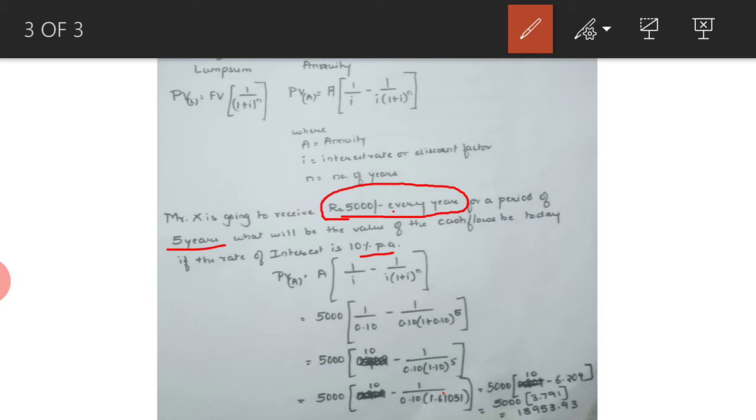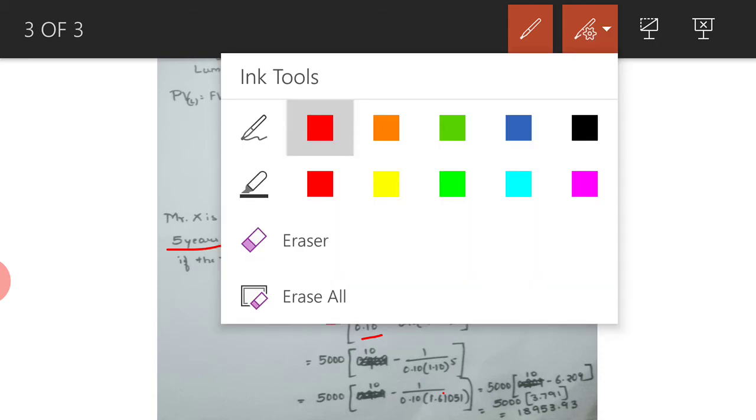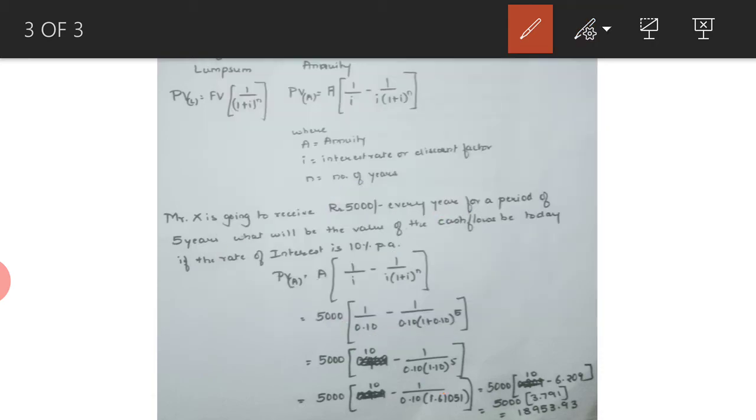So let's just substitute the values in the formula. Present value of annuity is equal to A into bracket 1 upon I minus 1 upon I into 1 plus I raised to n, where A represents annuity, which is 5,000 rupees every year. I is 10%, which is 10 divided by 100, that is 0.10, and raised to 5, that is n.